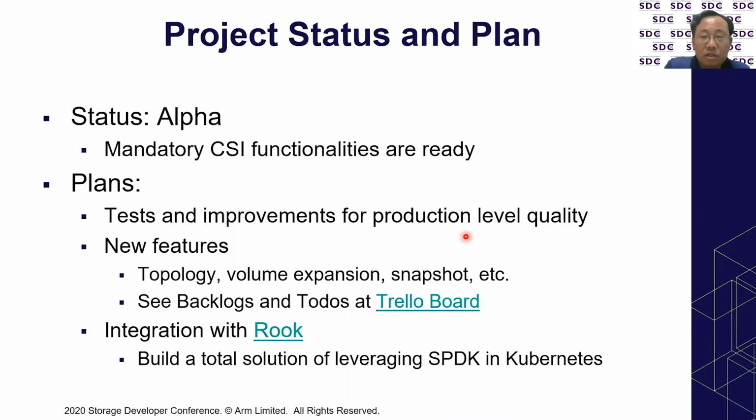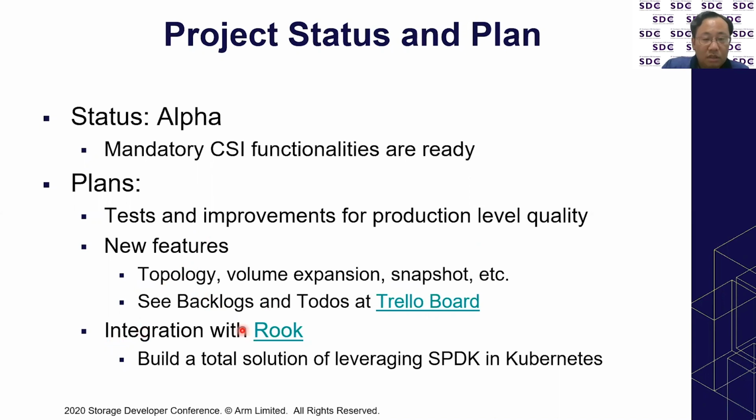For the project status, the current status is still alpha. The mandatory CSI functionalities are ready, which basically means it's workable. We have a CI system to validate that everything works. But this is not production-level quality yet. The plan is to achieve production-level quality by adding more tests and more improvements. Also, we have planned some new features, which are in the Trello board. You can see this, and contributions are welcome.